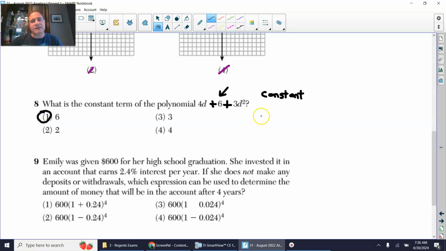You don't have to write this in standard form, but if you did, it would be 3 squared plus 4d, not necessary though, plus 6. And then that is the constant term.